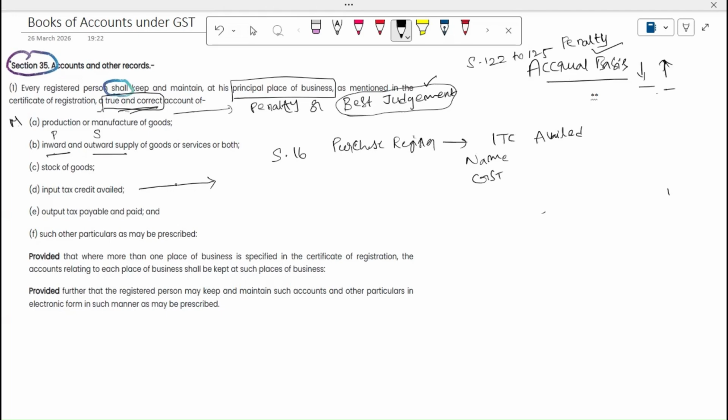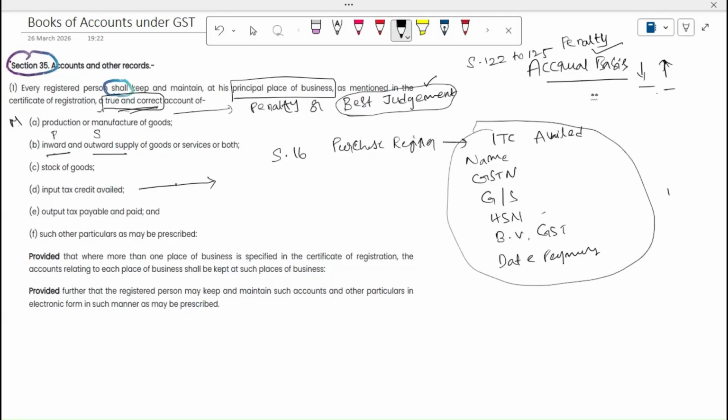Here they would be asking, what is the name of your supplier? What is the GST number of your supplier? What is the nature? Is it goods? Is it services? What is the HSN? Then what is the basic value? What is the GST breakup for that? And the date of payment with respect to the purchases you have made. Whatever input tax credit you have availed, this entire information they are going to ask you to provide whenever there is a GST audit.